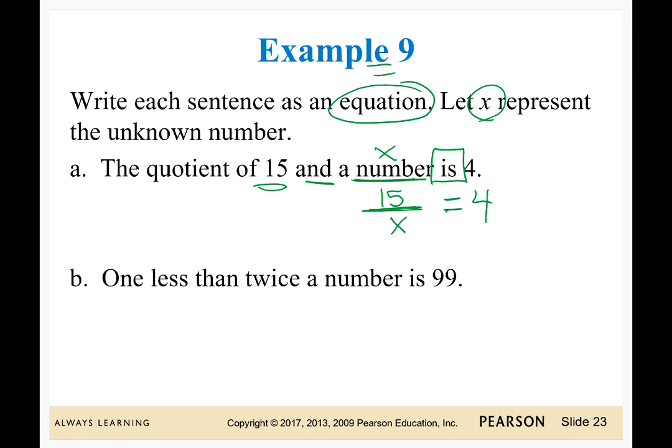All right, B, same thing. First thing we're going to look for is that verb. And we do have a verb, is. So is 99. So you've already got the whole right side of the equation done. Now let's work on the left. 1 less than twice a number. A lot of people have a hard time translating this.